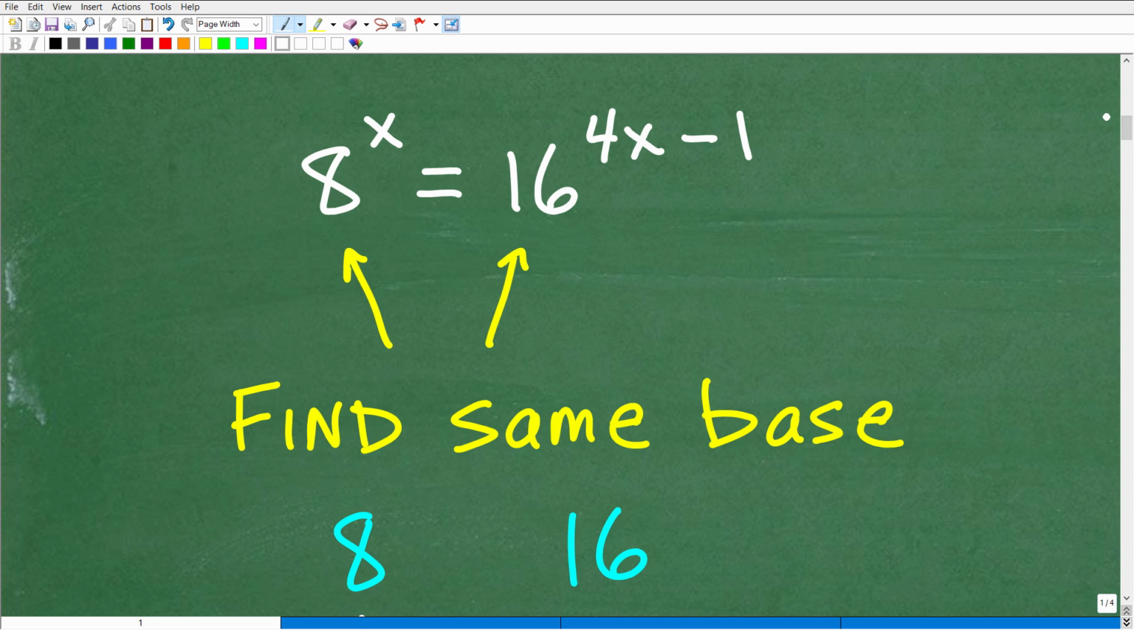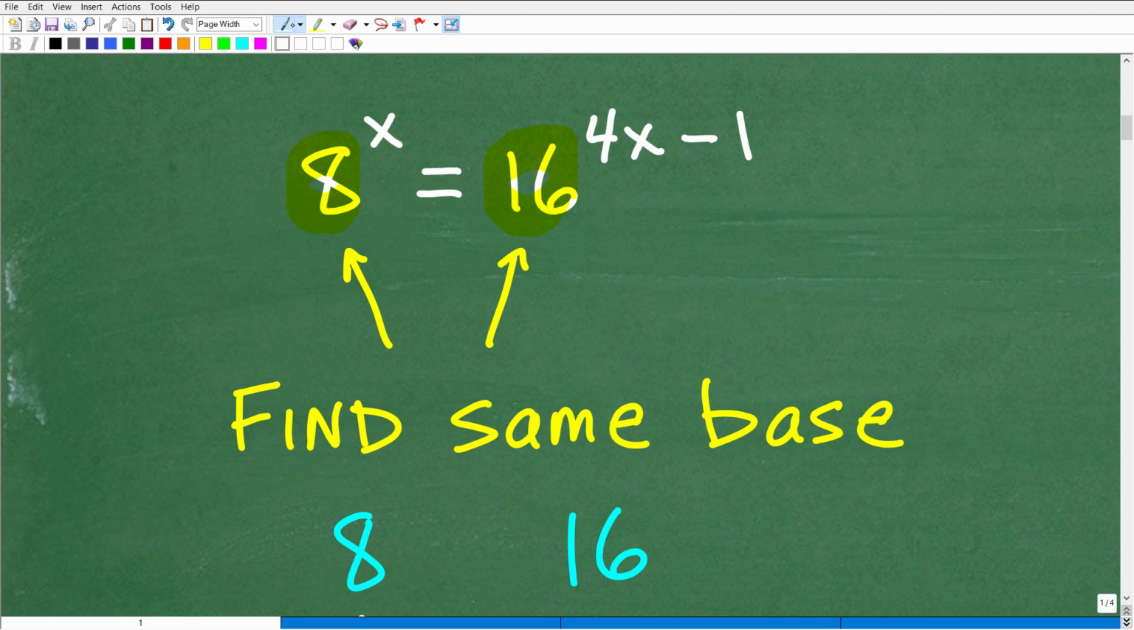Okay, so now that I kind of got all that out, let's get into the problem. Okay, so what is the key to solving an exponential equation without the aid of a calculator? Well, the main idea here is we want to get these bases the same if possible.